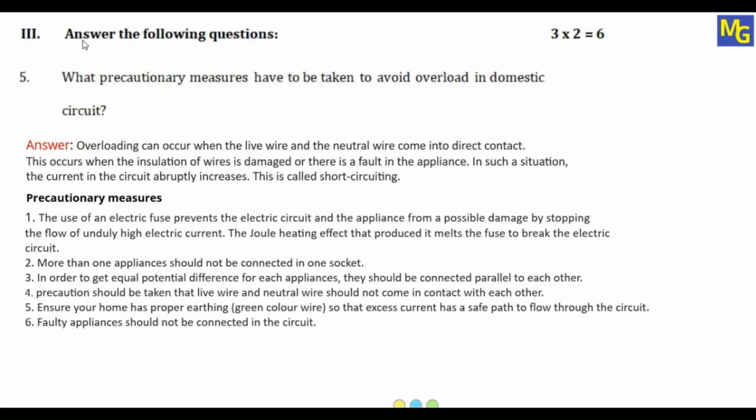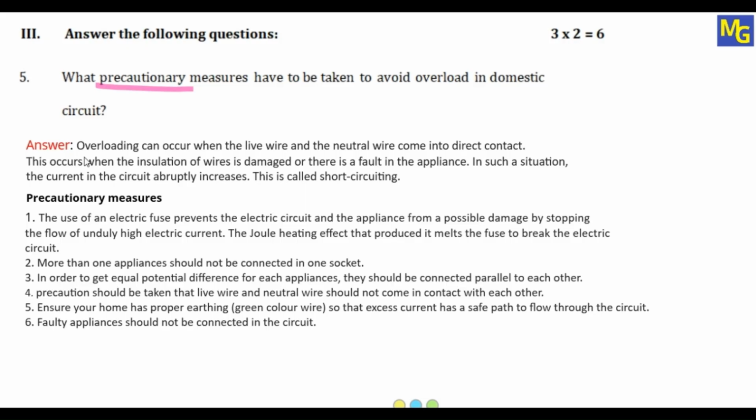So now we are going to see section number 3, that is, answer the following questions. This section consists of 3 questions and each question carries 2 marks, so total marks will be 6. So we will start with the 5th question. What precautionary measures have to be taken to avoid overload in a domestic circuit? To avoid overload in a domestic circuit, what precautions we have to take, that we have to answer.